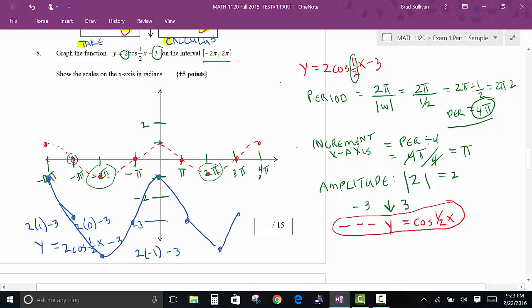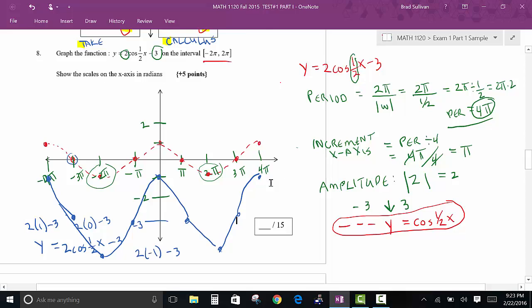Okay, it's real hard to sketch this thing on this computer. So that would be what your cosine wave is. So you've basically moved everything down 3 after stretching the amplitude to 2.